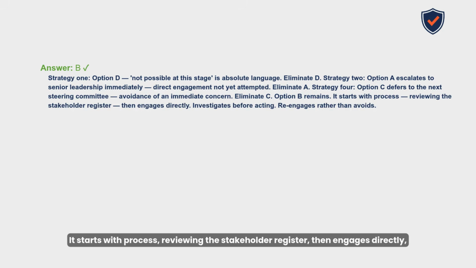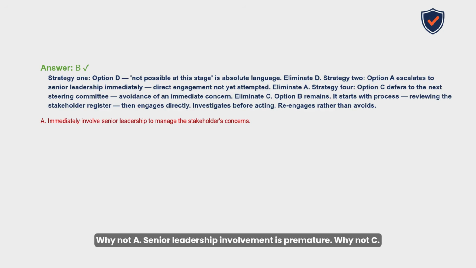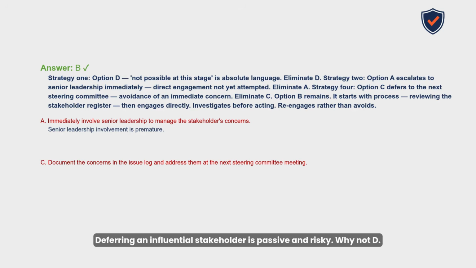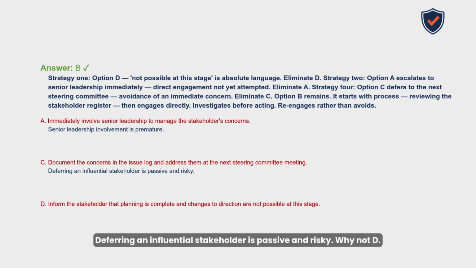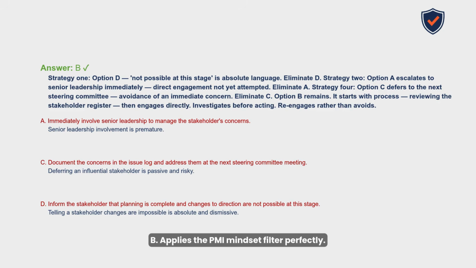It starts with process, reviewing the stakeholder register, then engages directly, investigates before acting, re-engages rather than avoids. Why not A? Senior leadership involvement is premature. Why not C? Deferring an influential stakeholder is passive and risky. Why not D? Telling a stakeholder changes are impossible is absolute and dismissive. B applies the PMI mindset filter perfectly.